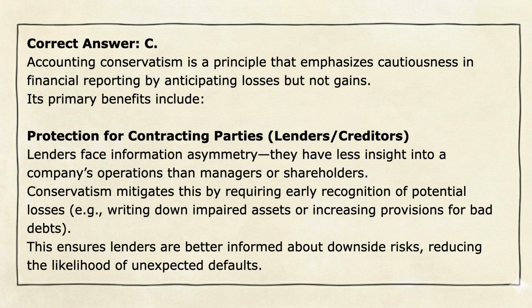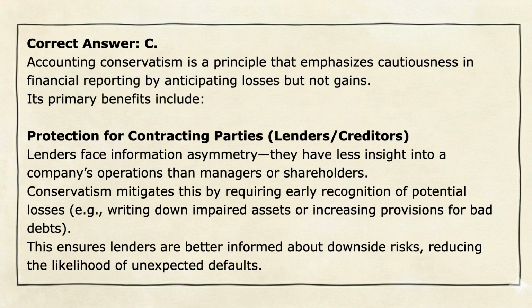Correct answer, C. Accounting conservatism is all about being careful when we report financial information. It means we try to anticipate that we might lose money, but we don't get too excited about making money. Here are some good reasons why it's a good idea. It keeps everyone safe when they're lending money, like lenders or creditors. Lenders don't always have the full picture of what's going on inside a company.